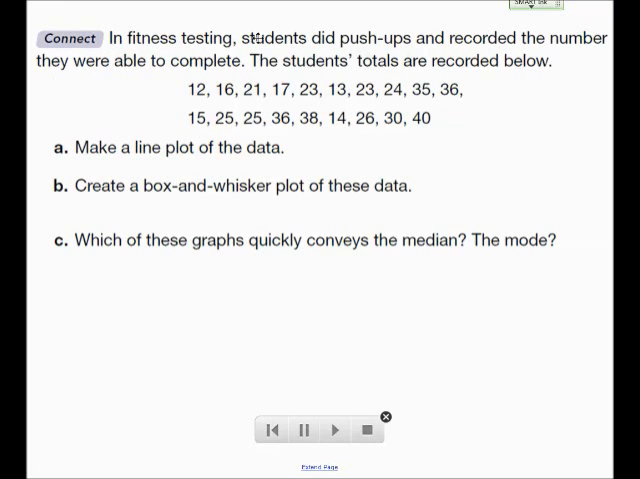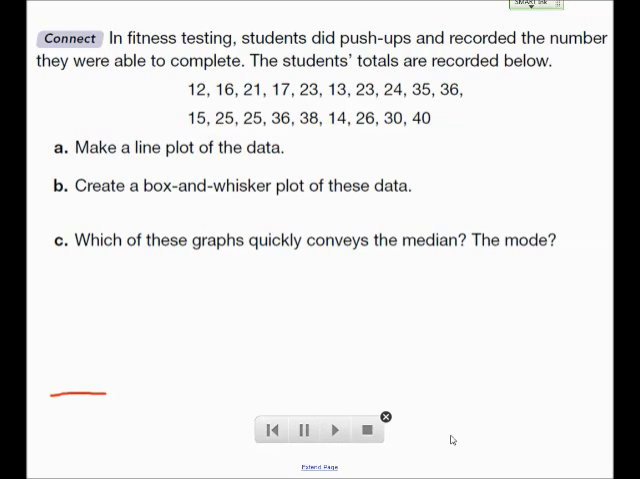In fitness testing, students did push-ups and recorded the number they were able to complete. The students' totals are recorded below. So we have 1, 2, 3, 4, 5, 6, 7, 8, 9, 10, 11, 12, 13, 14, 15, 16, 17, 18, 19 students in the class. And these are the number of push-ups that each student did. So we're going to make a line plot of the data first.